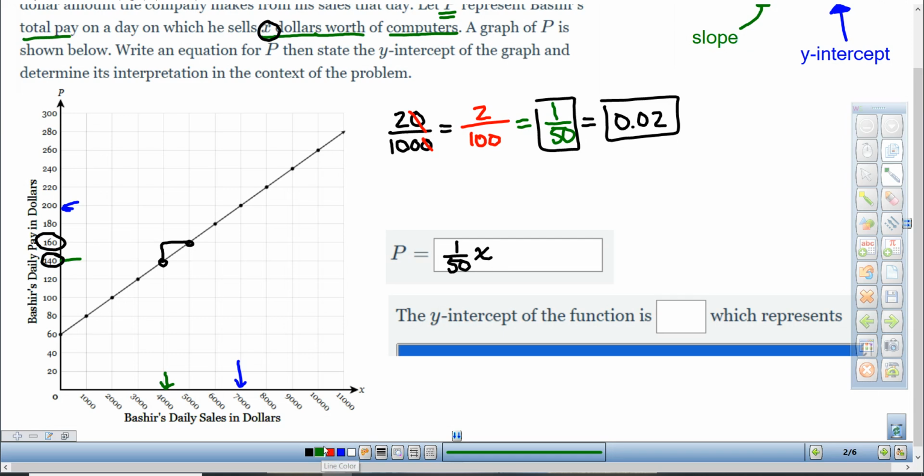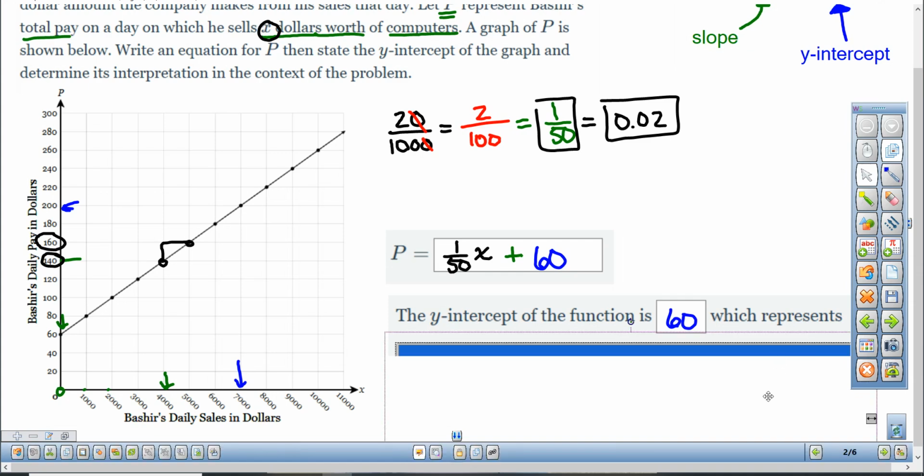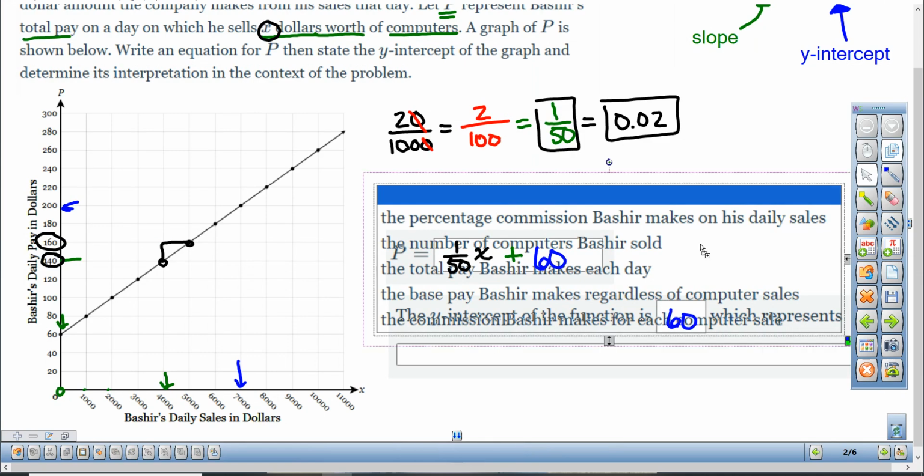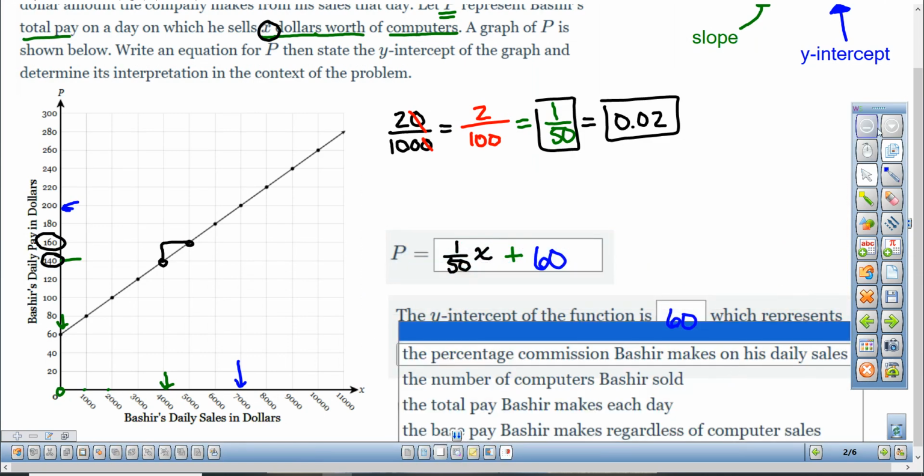Well, if Bashir goes to work and he doesn't sell anything, meaning he didn't sell $1,000 or $2,000 worth of stuff, he sold nothing. He still is going to earn $60, and that's the Y-intercept. And that's what's being said right here. The Y-intercept, what is it? It's 60. And if we look at our options, this time I did save those options. It looks like I moved them accidentally.